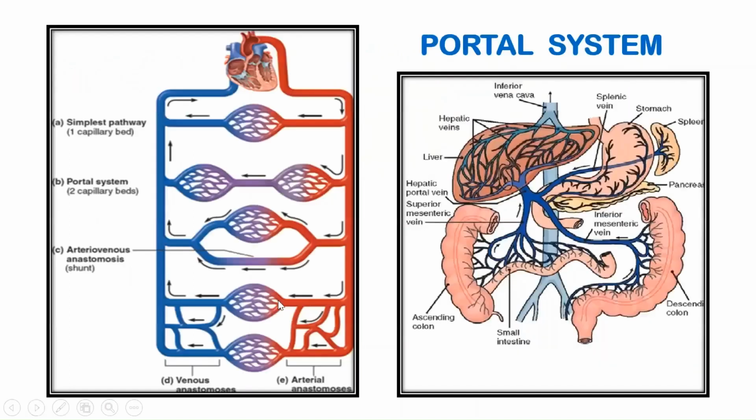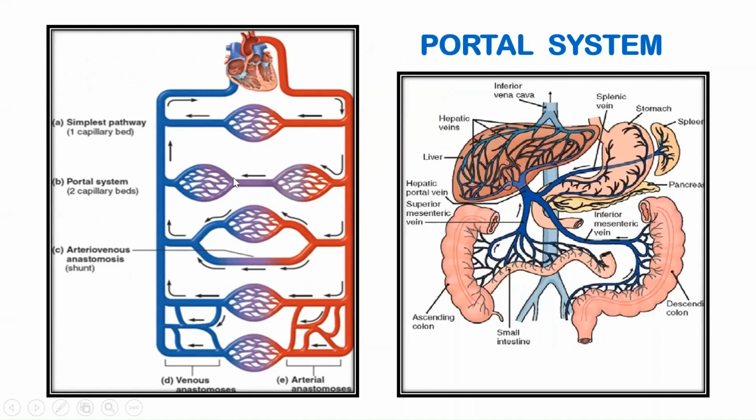This is the portal system. The portal system is actually a part of the systemic system. Normally in the systemic system, we have a single set of capillaries. So the blood flows from the heart, through the arteries into the capillary plexus, and by means of the veins, it enters into the heart.